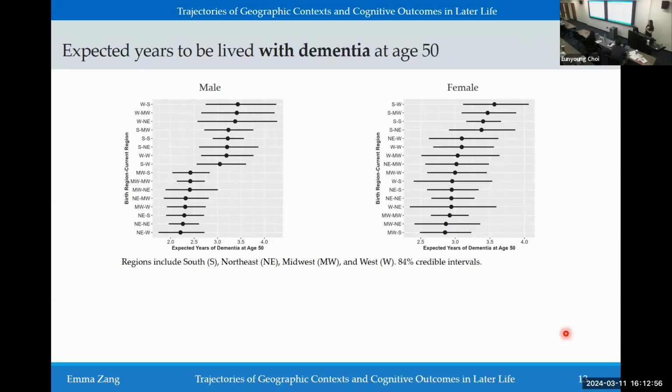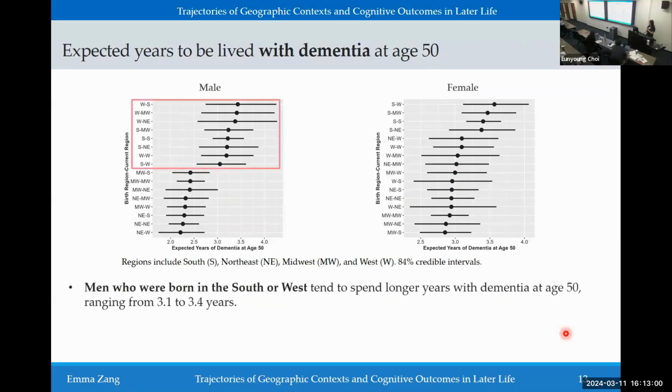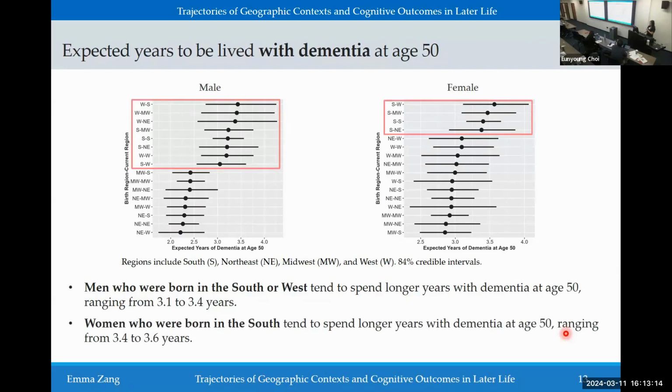So let's look at the results for expected years to be lived with dementia at age 50. Again, we found that men who were born in the South or the West tend to spend longer years with dementia at age 50, ranging from 3.1 to 3.4 years. While women who were born in the South tend to spend longer years with dementia at age 50, ranging from 3.4 to 3.6 years.